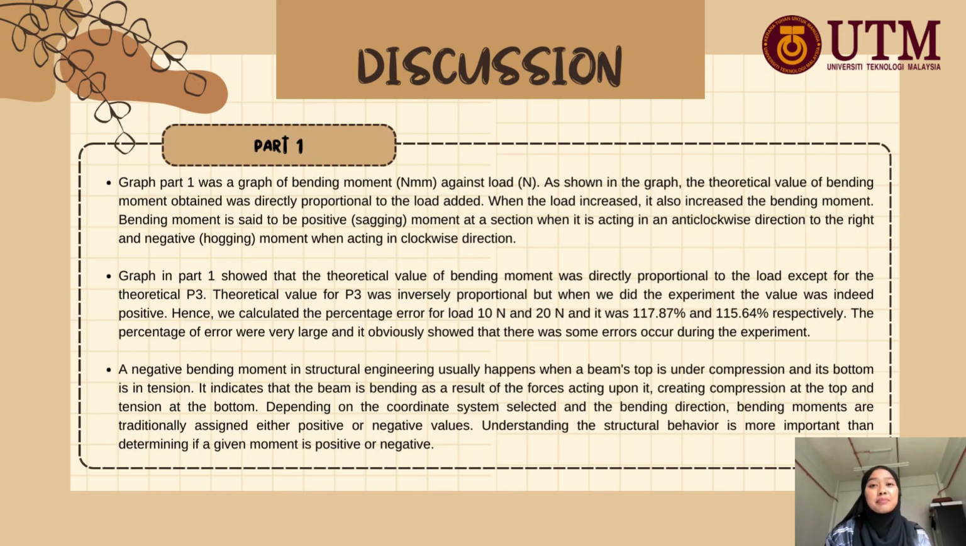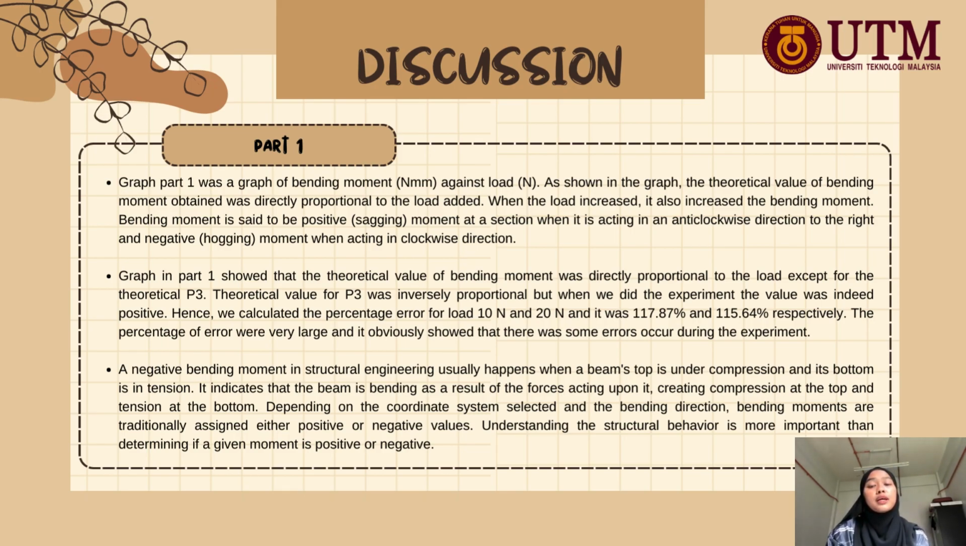For the discussion part, which is part 1, the graph for part 1 was a graph of bending moment against load. As shown in the graph, the theoretical value of bending moment obtained was directly proportional to the load added. When the load is increased, the bending moment also increases. Bending moment is said to be positive, which is a sagging moment, at a section when it is acting in an anti-clockwise direction to the right, and negative, which is a hogging moment, when acting in a clockwise direction.